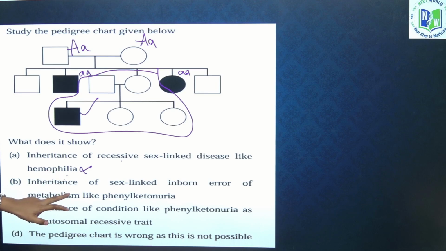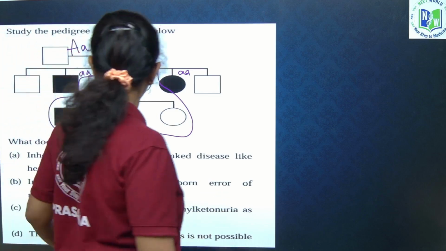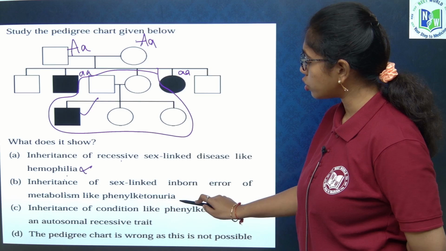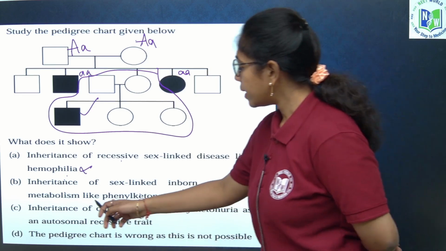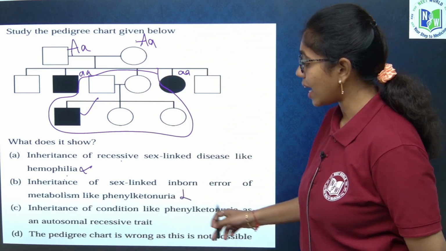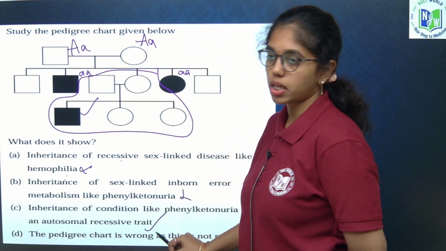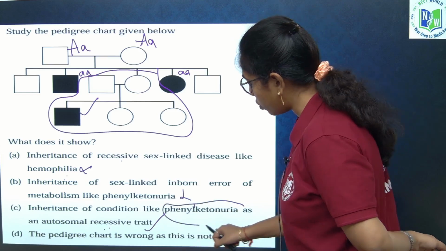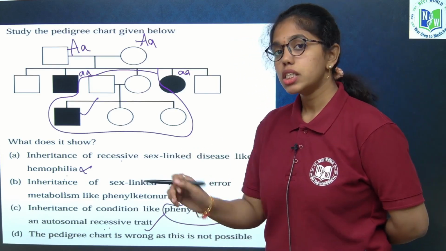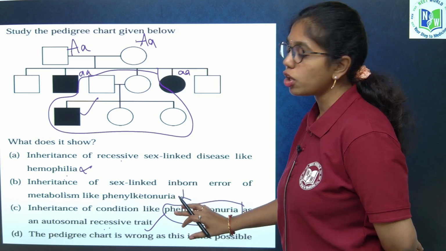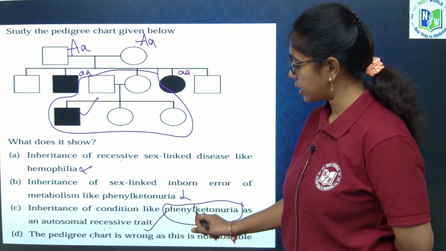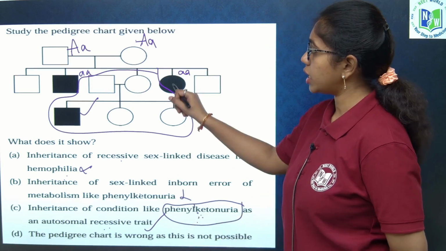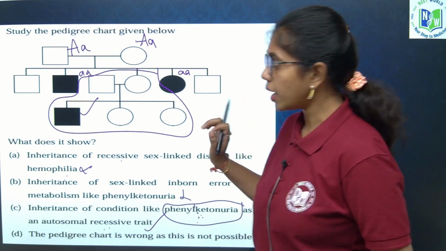Next, inheritance of sex-linked inborn error of metabolism, phenylketonuria. Phenylketonuria is not X-linked, it is autosomal recessive, so this option is also wrong. Inheritance of a condition like phenylketonuria as an autosomal recessive disease: yes, this is correct. In the place of phenylketonuria, if he is giving you sickle cell anemia, cystic fibrosis, thalassemia, any of those diseases, the statement is correct with respect to this pedigree chart. Clear, beta? Next.